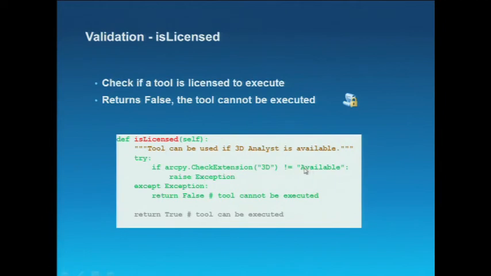So in here, imagine this tool requires the 3D Analyst extension. So I can check extension to see if it's available or not. If it's not, or this fails for any other reason, it's going to return false. False meaning that the tool isn't licensed. If it is true, the tool is licensed, and you can proceed as normal. When you interact with the tool, though, if it returns false in here, you're going to get this little icon on the tool, and a little error will pop up when you click on it, indicating that you can't actually use it.